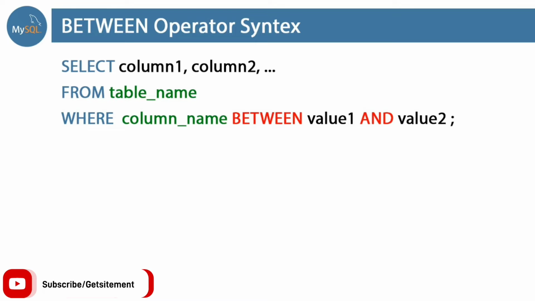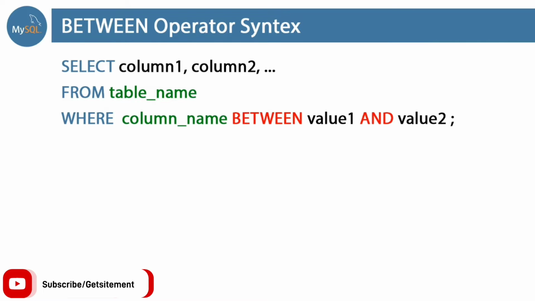Let's see how we can use the BETWEEN keyword with the SELECT command. First we type SELECT and our column names, which columns you want to extract from your table. Then we use the FROM keyword and provide the table name, WHERE column name BETWEEN value 1 AND value 2. And if you want to extract all the columns, then you can use the star sign.